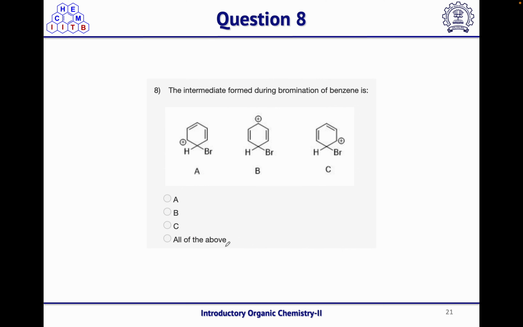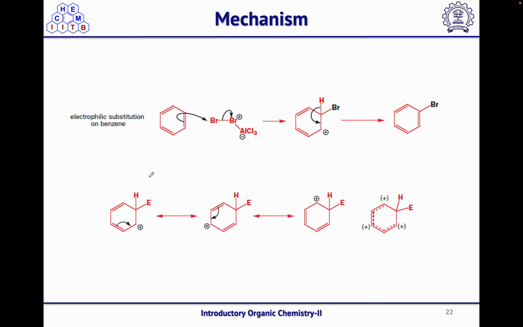We can see the mechanism for bromination of benzene before going towards the answer. So this is the mechanism for electrophilic substitution on benzene. So bromine can coordinate with a Lewis acid like AlCl3. Then when the benzene ring will come and attack on this bromine, this group will eliminate and an intermediate as shown here will be generated. Now the next step is regaining of aromaticity. So for regaining aromaticity, any base or water that will be present in the system will abstract this proton and we will get this brominated benzene species.